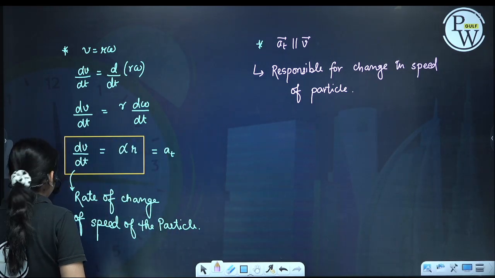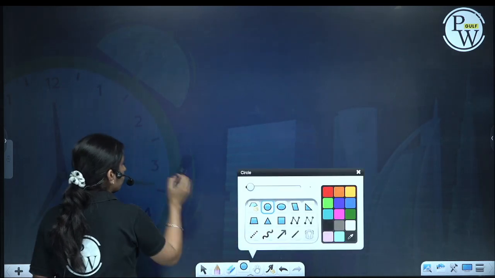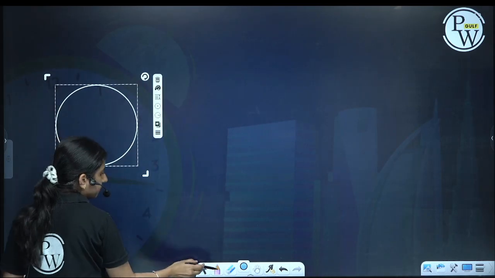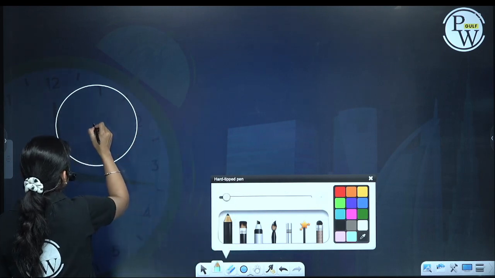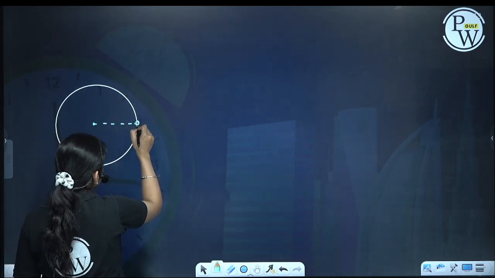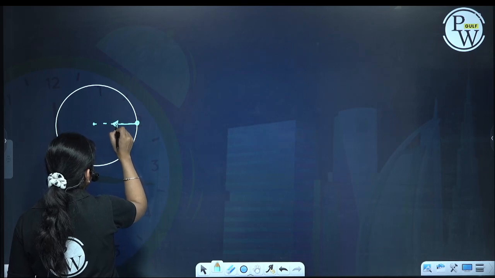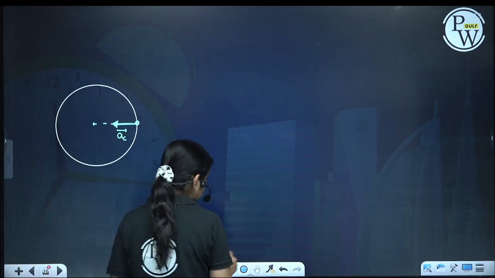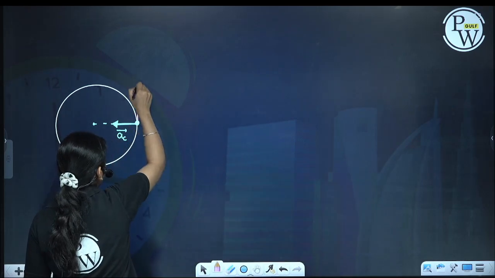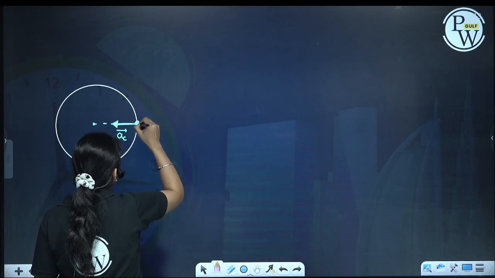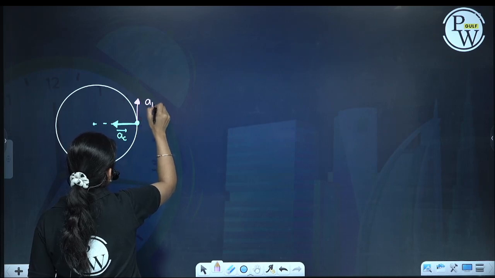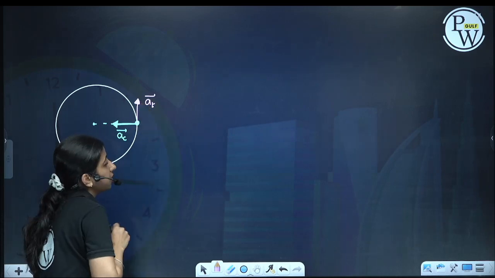Now what will be my net acceleration if we have a circular path like this? Then my particle is here. It has a component of acceleration towards the center, which we call centripetal acceleration, and it has a component of acceleration along the tangent, which we call tangential acceleration.